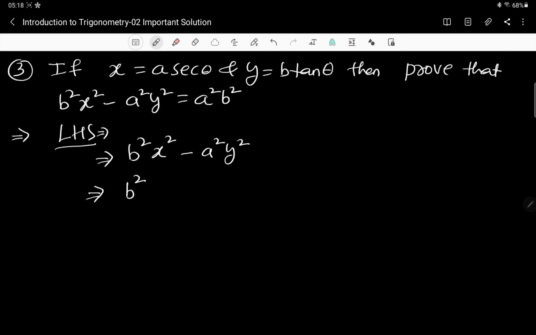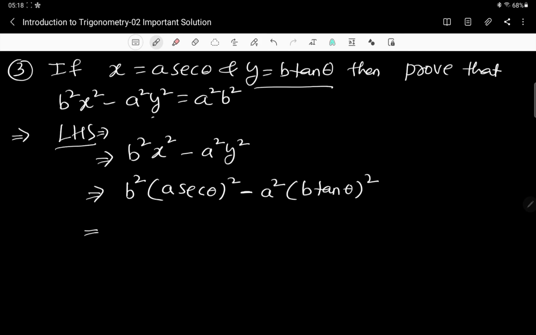Now let me write b square, and x square becomes what? X is a secant theta, then whole square, minus a square, and y square means y is b tan theta whole square. So it becomes b square, then a square and secant square theta, all fundamentals, then minus a square, and here also b square, and it becomes tan square theta.